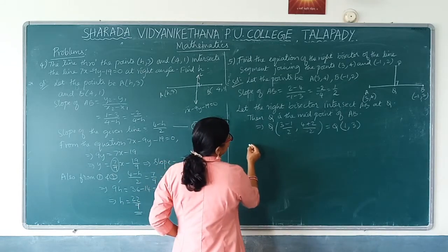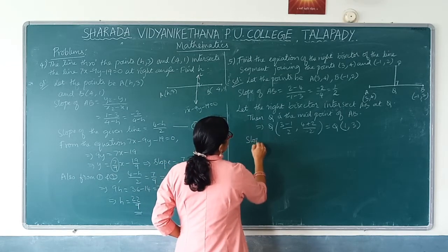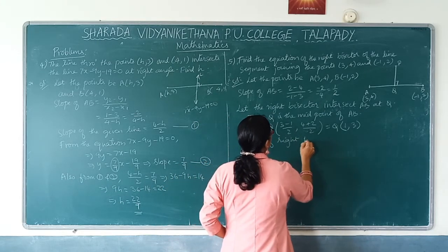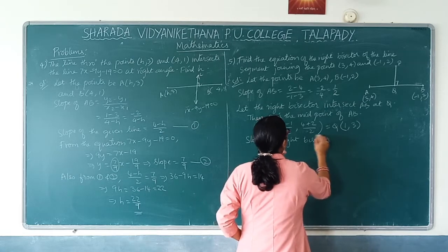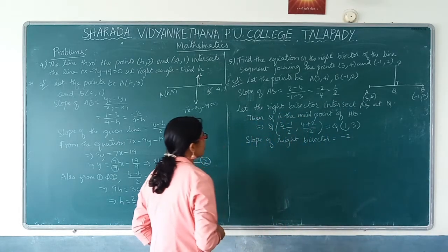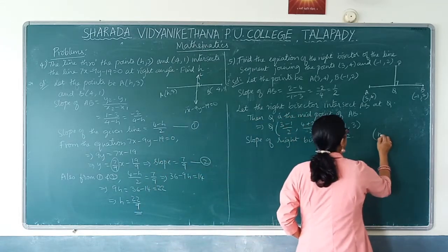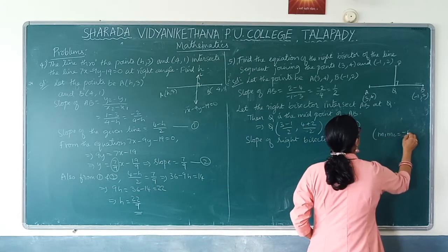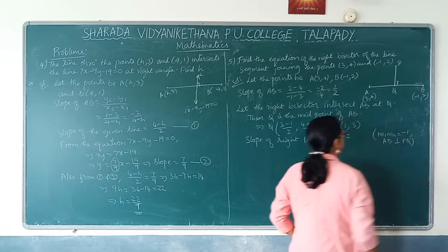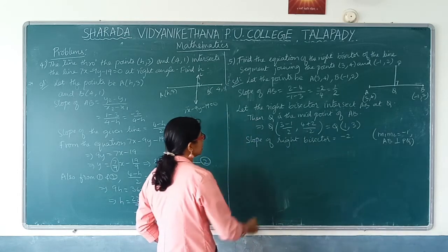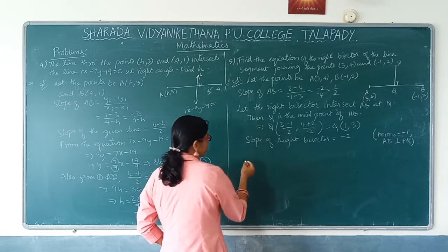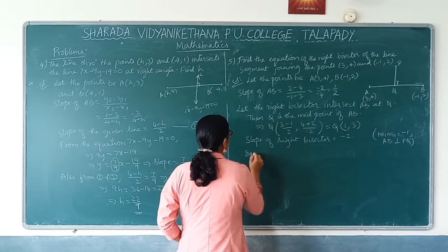Okay. So what is the slope? Slope of right bisector is equal to minus 2. It is the negative reciprocal of slope of AB. So if you want, you can state the reason. M1 M2 is equal to minus 1. AB perpendicular to PQ. So I have just written the reason why we have got this. It is 1 by 2, so here it will be minus 2. Negative reciprocal.